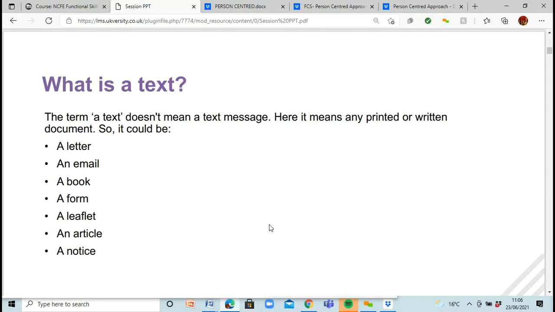So when we're looking at a text, we don't actually mean a text message or anything. We're looking at text as in written or printed documentation. So text can be a lot of things. It can be letters, emails, books, a form, a leaflet, an article, a notice. All of these things we've got here, it can be any of those, plus more.